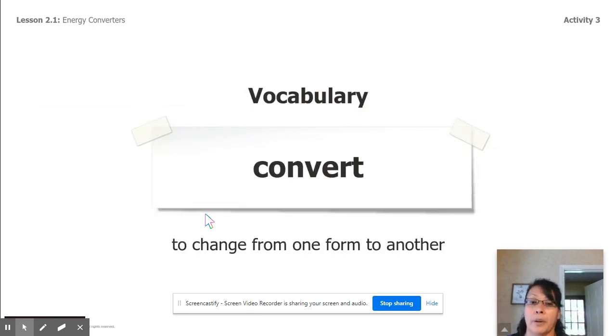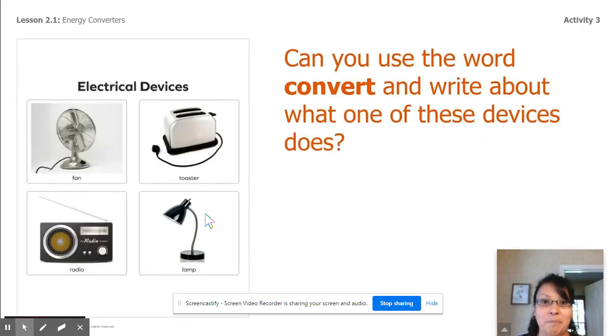We have a new vocabulary word. It's convert. It means to change from one form to another. The radio converts or changes electrical energy into sound energy. The toaster converts or changes electrical energy into motion and thermal energy. Can you use the word convert and write about what one of these devices does?